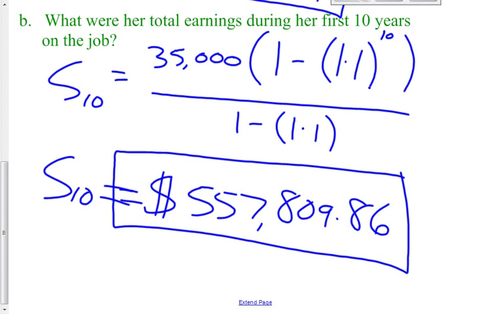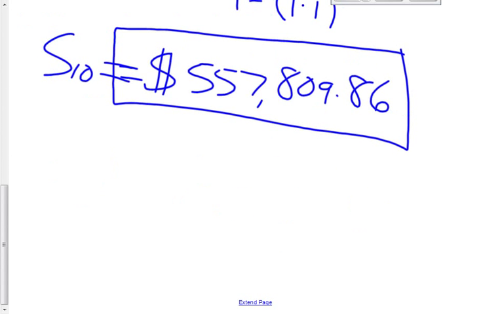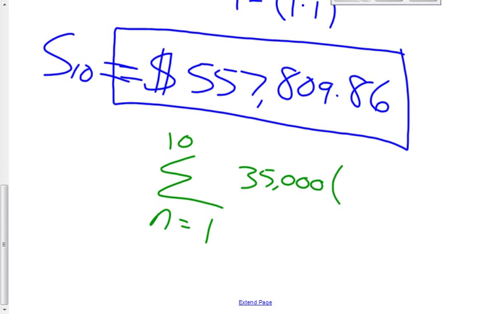Okay? If you wanted to, you could do the sigma notation, which would be the sum as n goes from the first year to the 10th year of the first year, which is 35,000, times 1.1 raised to the n minus 1. So you could also do that in your calculator, and once again, you would get this value right here if you did that in sigma notation.